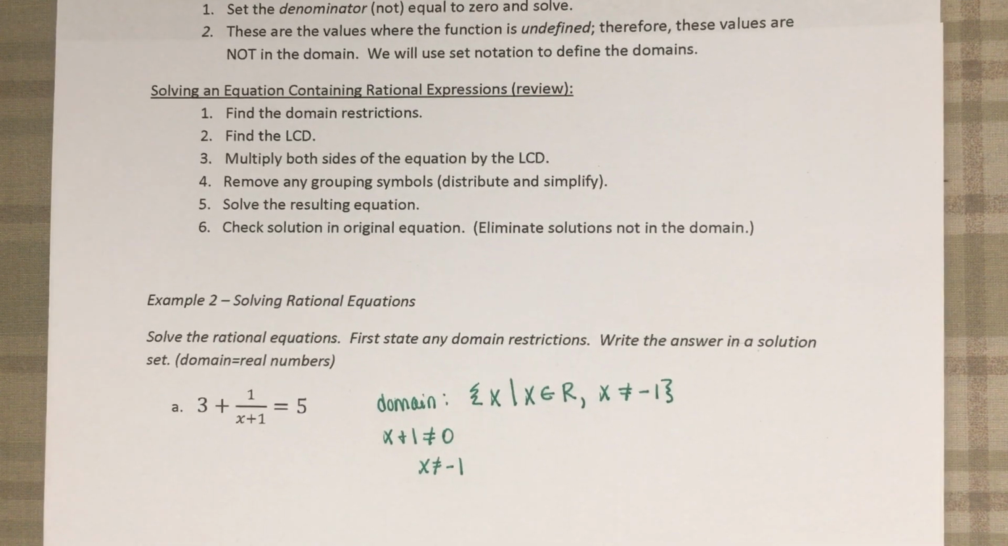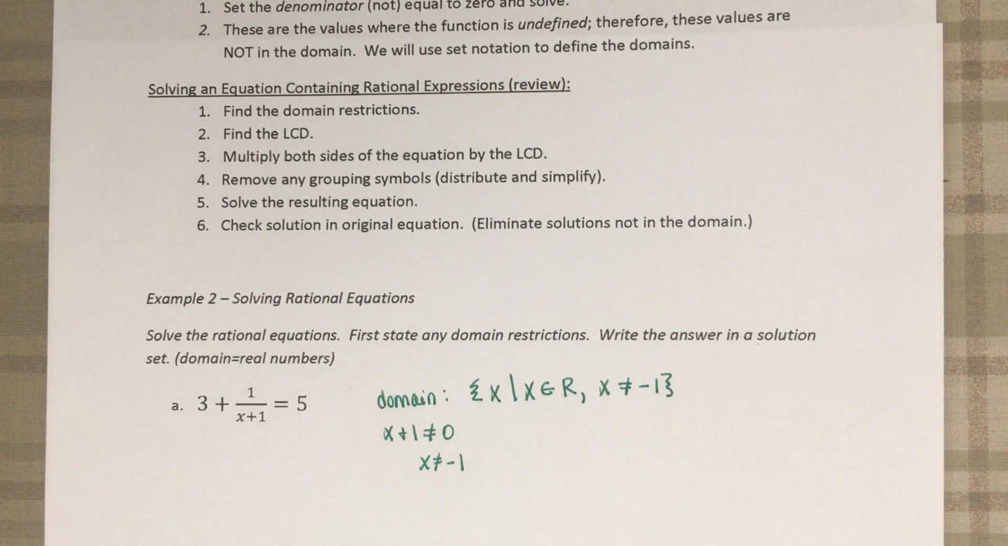So example 2 down at the bottom. Right, so we're going to solve our rational equations, first state any domain restrictions, and then we're going to write our final answer in a solution set. Right, so for our domain, we're always going to use our set builder notation. So in this case, our universal set, our domain that we're starting with, is the real numbers. So we start with x such that x is an element of the real numbers.